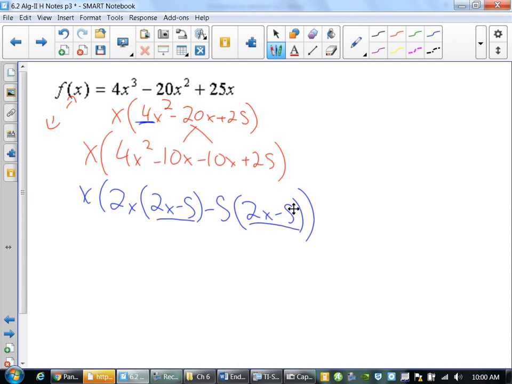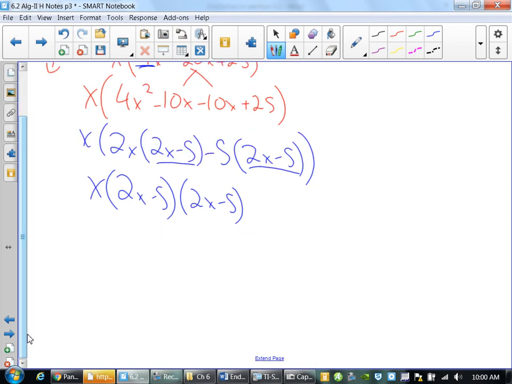These two are the same. So we have x, 2x minus 5, and 2x minus 5. So I have three possible zeros, one of which has multiplicity. I have multiplicity where? 2x minus 5. 5 halves, very good. I have multiplicity of 5 halves. So my zeros will be at x equals 0 and x equals 5 halves.